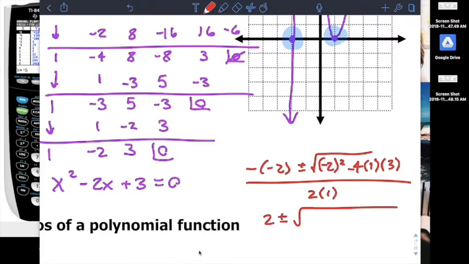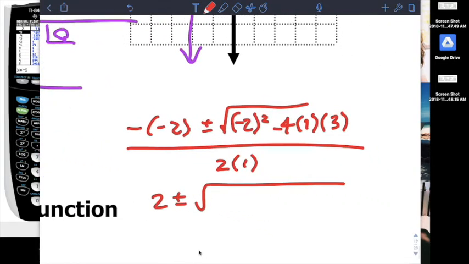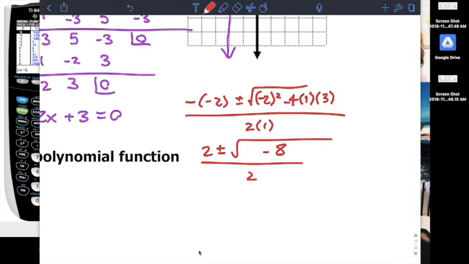All right, start to simplify inside the radical. That's going to be -2 squared, that's going to be 4. Then you got 4 times 1 times 3, that's going to be -12. 4 minus 12 is going to be, I guess, -8. And then all divided by 2.